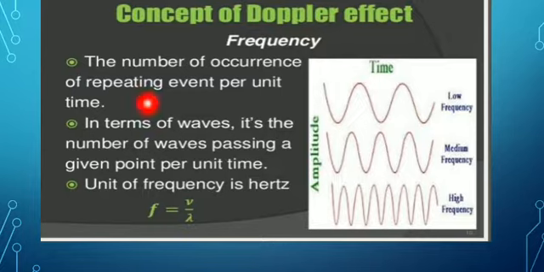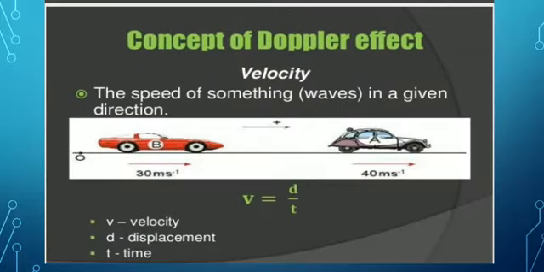In terms of waves, it is the number of waves passing a given point per unit time. The unit of frequency is hertz, and f is equal to v by lambda. Frequency is equal to v by lambda. Okay, students, right? Okay, and next, velocity.